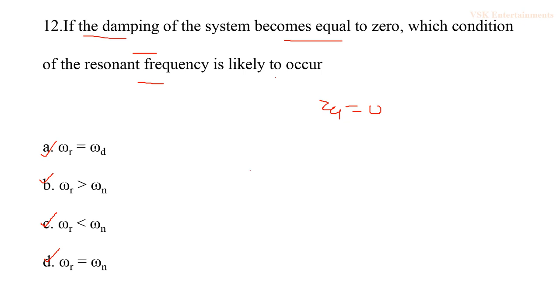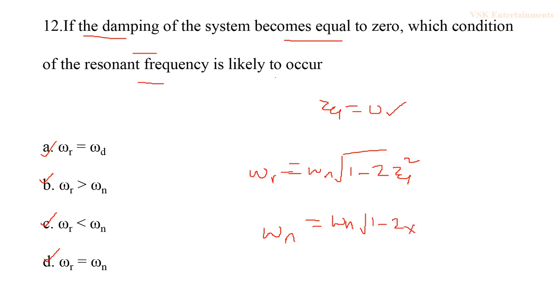The formula for resonance frequency is omega r is equal to omega n into square root of 1 minus 2 zeta square. This is the formula for resonance frequency in frequency response. Here the condition is zeta is equal to 0. Just substitute the zeta value 0 in this one. That is, omega r is equal to omega n into square root of 1 minus 2 into 0 square, which is nothing but 0. So finally we are getting omega r is equal to omega n.